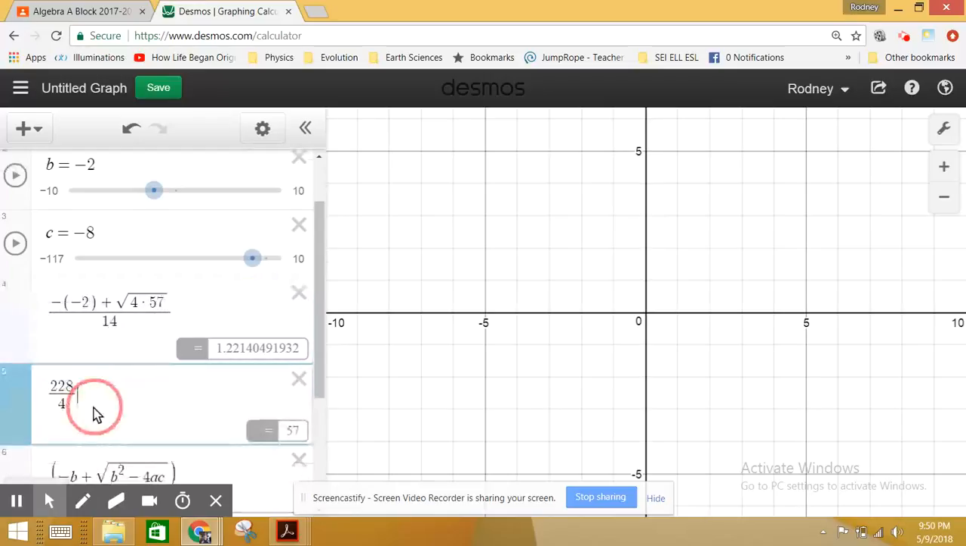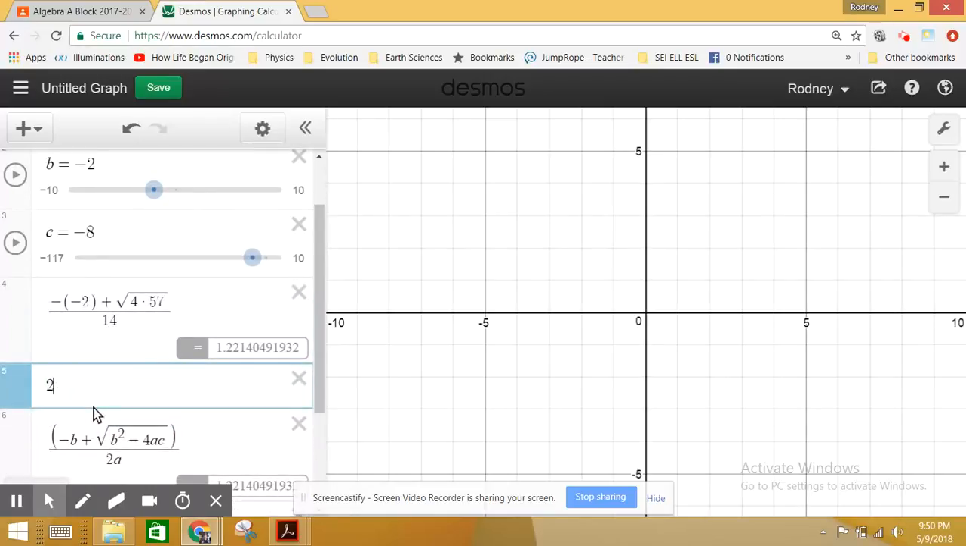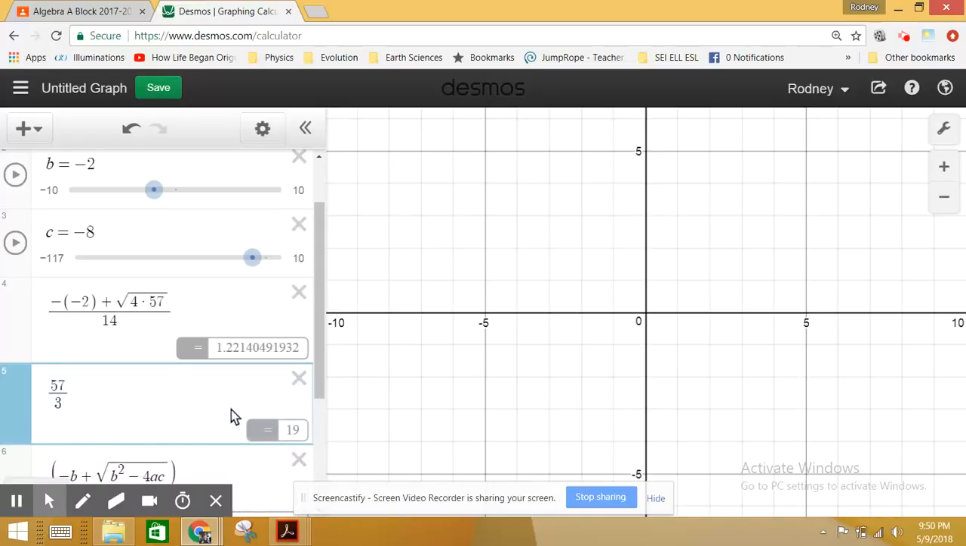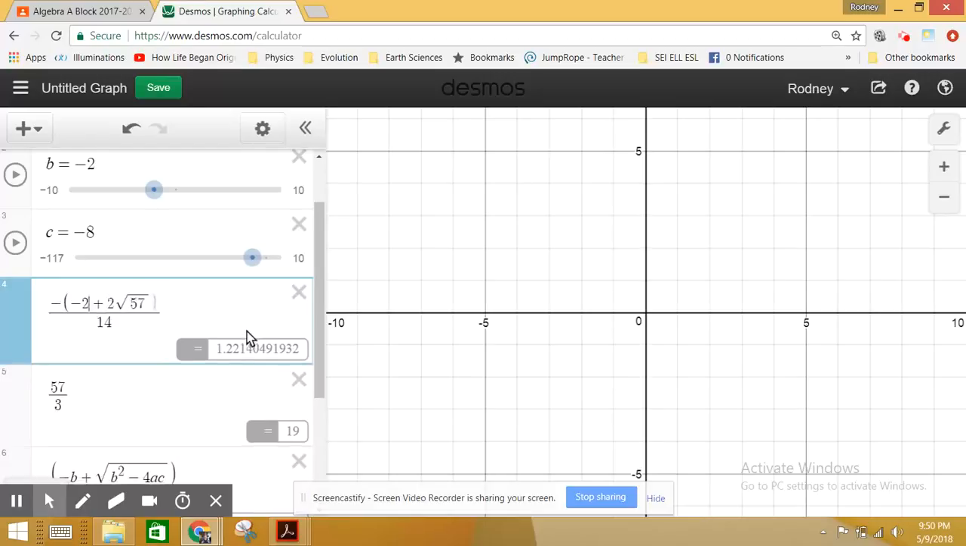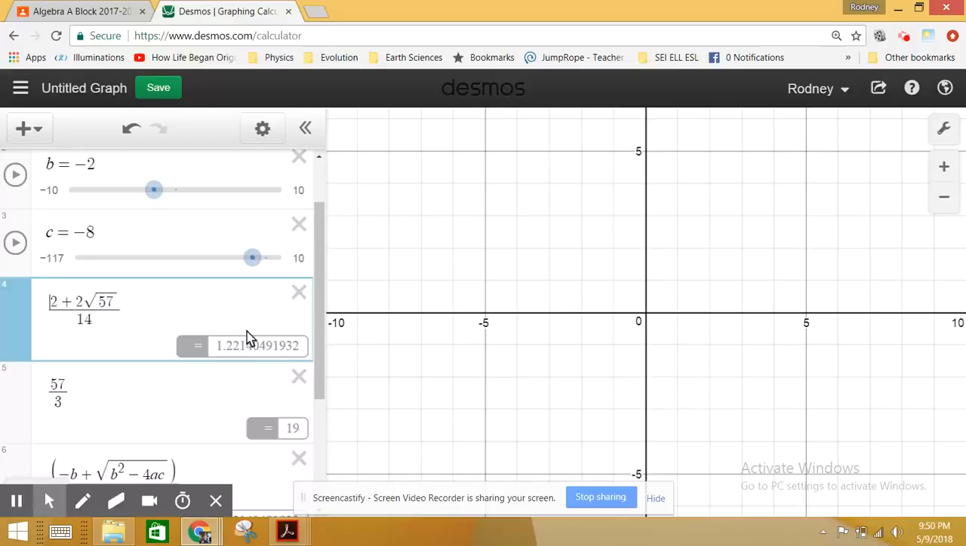So I'll just say, okay, 57 divided by 3 is 19. So what we got is 4 times 3 times 19. So 3 times 19 is just 57. We're going to leave that as the square root of 57. But we can take the square root of 4 outside of here and make it a 2. Now we've got that. I'm going to simplify -2, which is going to be +2.